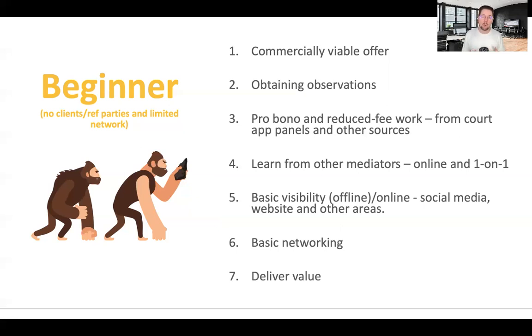Moving on, you should also focus on learning from other mediators, because when you're starting out, it will be greatly helpful for you to see how other mediators are running their practices. And you can do this in different ways. One easy way is to just follow them online on social media. Connect with them on LinkedIn, follow what they're doing on LinkedIn, see what kind of posts they're doing, check out their website, check out their blog.